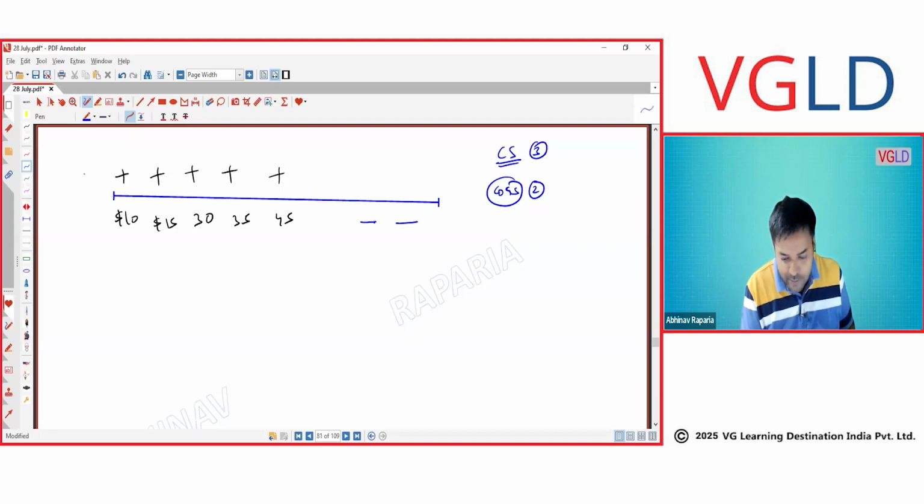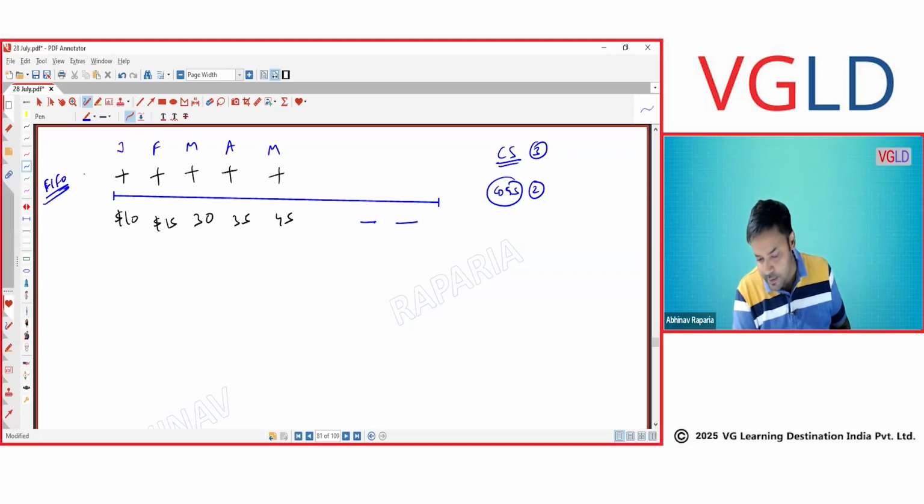Let's say you're purchasing this in January, February, March, April, May. So when you are saying first in, first out, which one will you sell first? January item, February item, March, April, May. You are selling 2 items. Correct. So you will sell the ones you purchased for $10 and $15. Is that okay? What I'm saying?